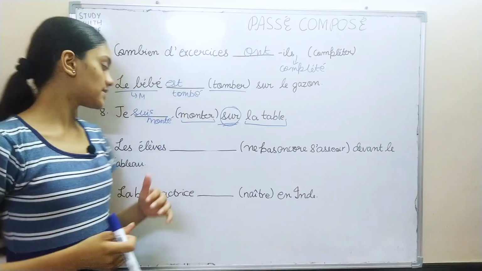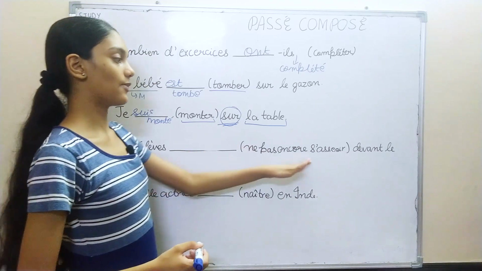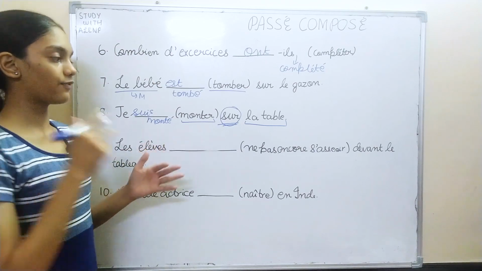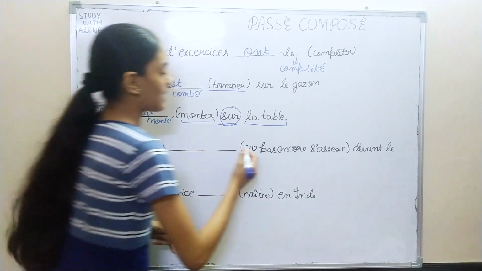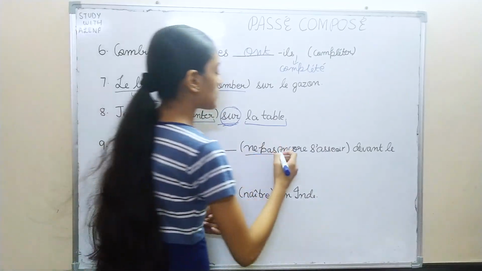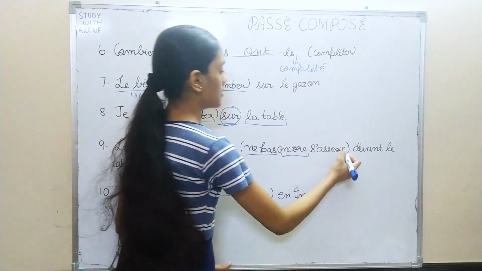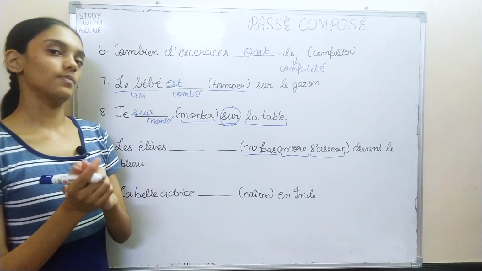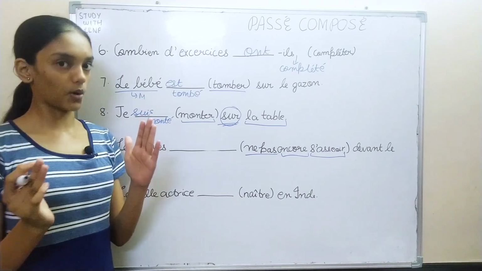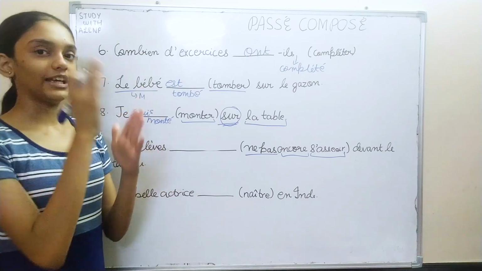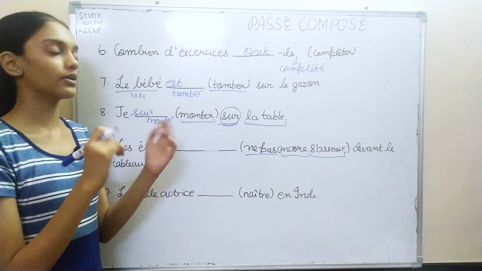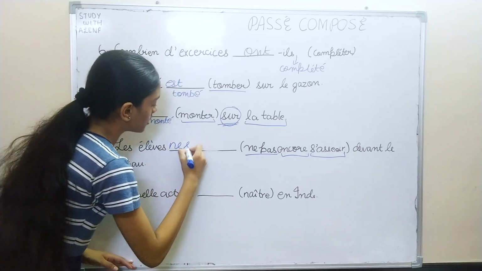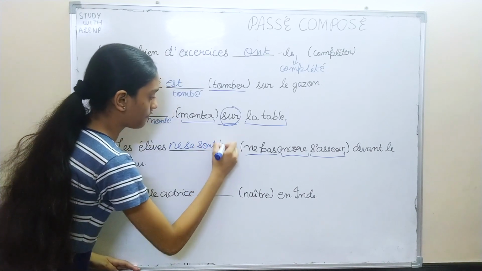And the next question is, les élèves ne pas encore s'asseoir devant le tableau. It looks a bit complicated, but it's easy if you solve it step by step. First we see that we have negation. Next we also have an adverb. And lastly, the verb is a pronominal verb. So everything is mixed. First step, pronominal verb. So the conjugation will be se sont. We have negation, and negation always wraps around the auxiliary verb. So it becomes ne se sont pas.